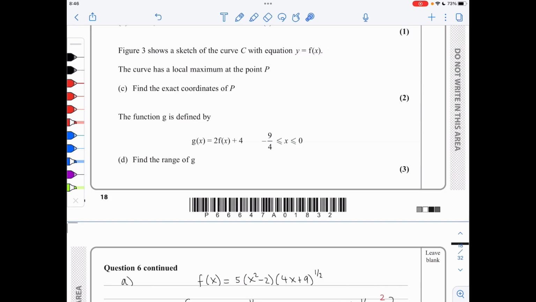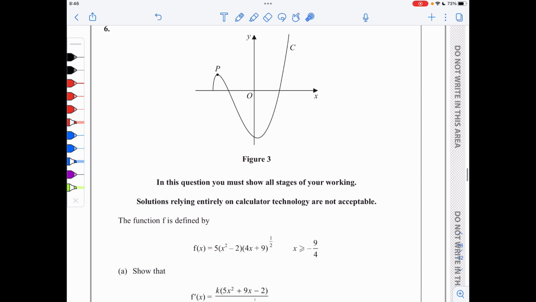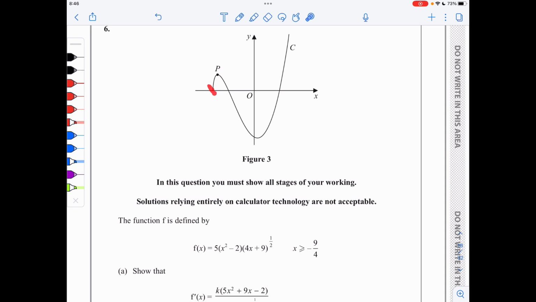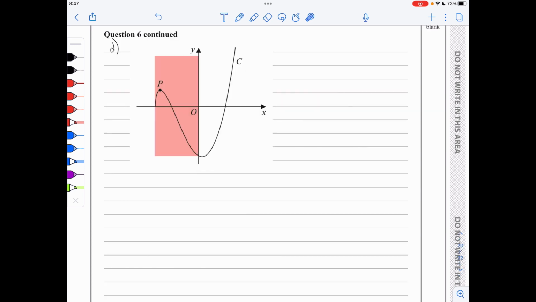In D, we have that g of x is 2f of x plus 4, but x is now between minus 9 over 4 and 0 inclusive, and we need to find the range of g. So we had the diagram here. We are originally defining f of x for x being greater than or equal to minus 9 over 4, which is obviously the cut on the x-axis here on the left-hand side, and we are now restricting this function to be between the cut on the left and the y-axis, so we're looking at this part here. So there we are restricting ourselves in this interval here.